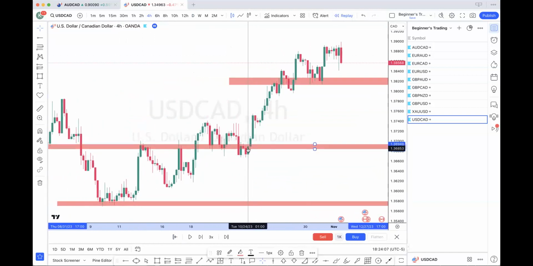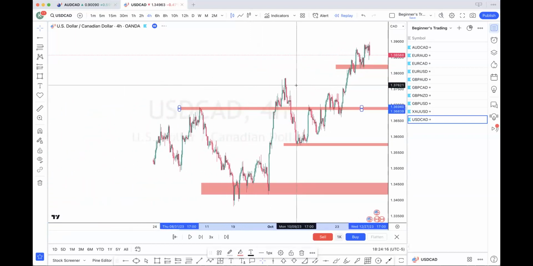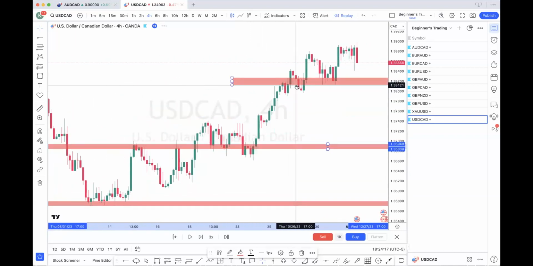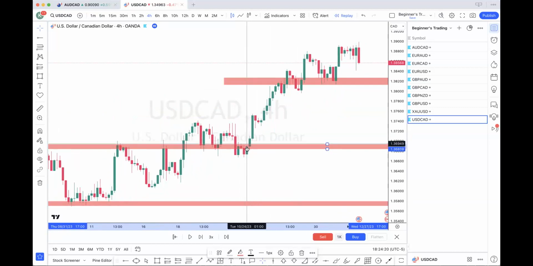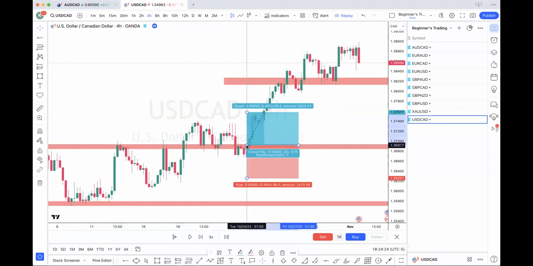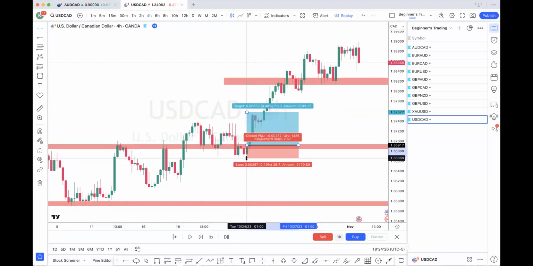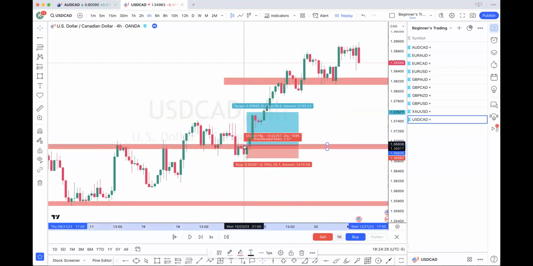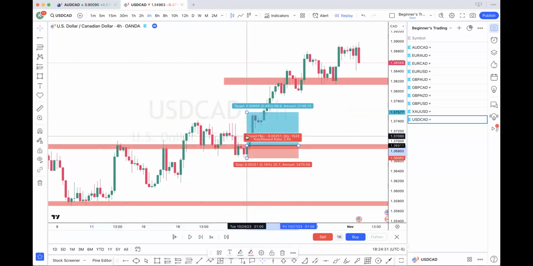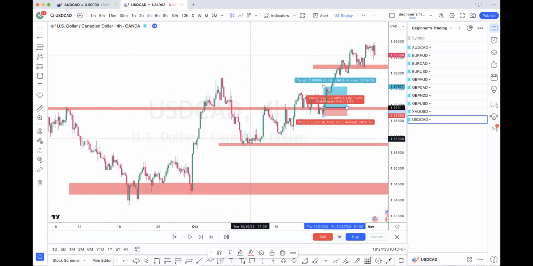There's a 4 hour order. Which one was it? Was it this one? I can't remember. Either it was this one, this one right here. It gave a bullish order block from that zone. You mark up your bullish order block, and then take it to the next zone.